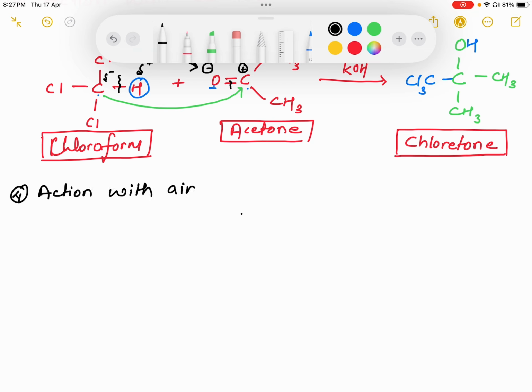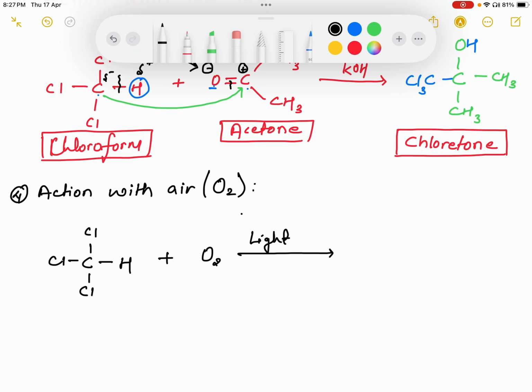Action with air, or I can say oxygen. So basically, if you have chloroform, again you will have Cl, Cl, and Cl group having a H group, and you need to treat it with oxygen O2 in the presence of light. So basically, the reaction takes place in the presence of light. So generally, it is being stored in a dark colored brown bottle.